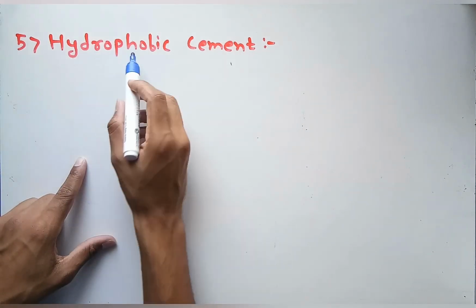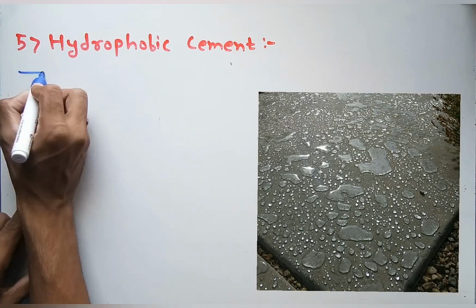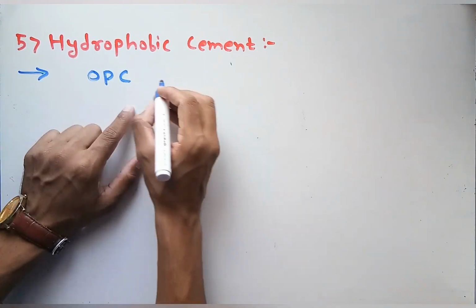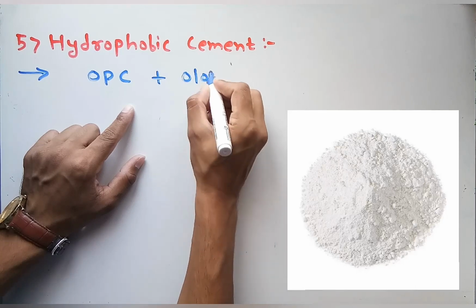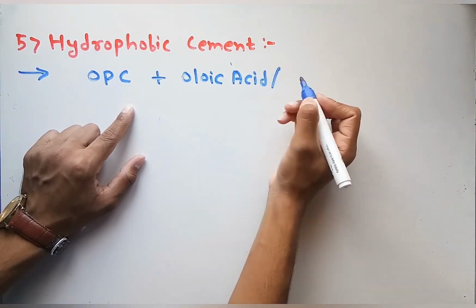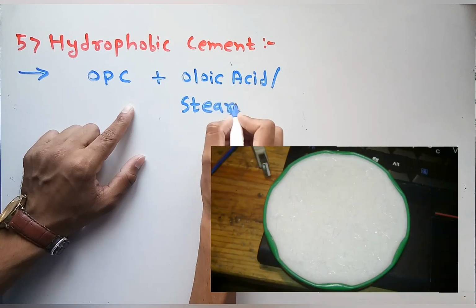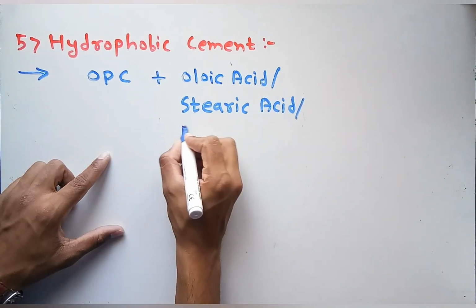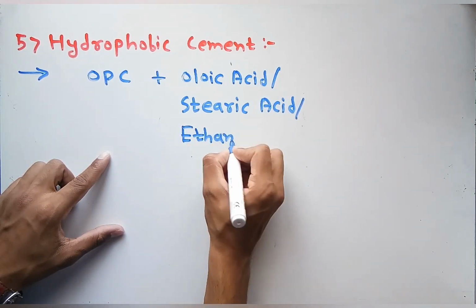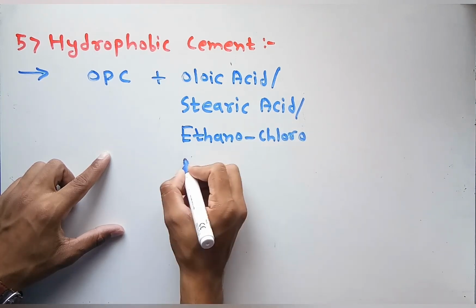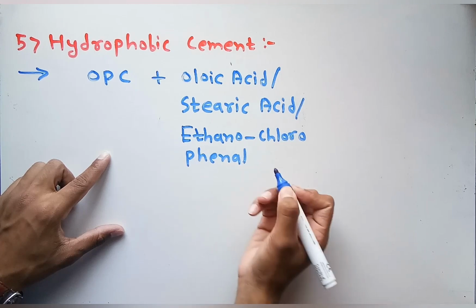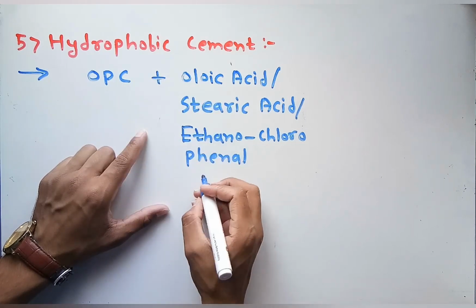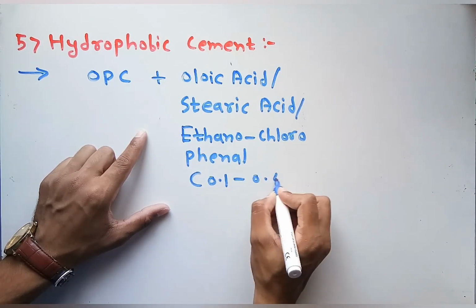Now our fifth type, that is hydrophobic cement. It is much more similar to the waterproofing cement. It is manufactured by OPC along with the hydrophobic agents, that is oleic acid. Also we use stearic acid, or we use ethanochlorophene. And the percentage or the amount that we add along with the OPC is around 0.1 to 0.4%.